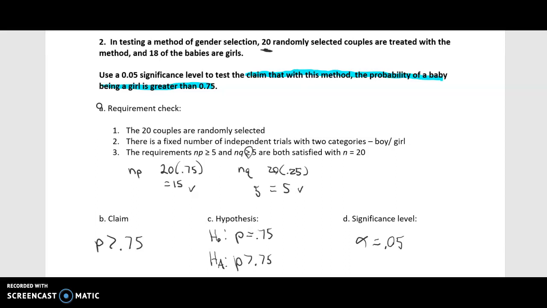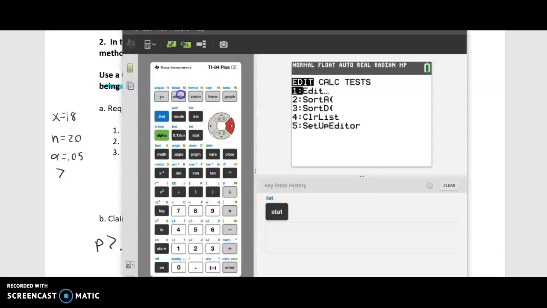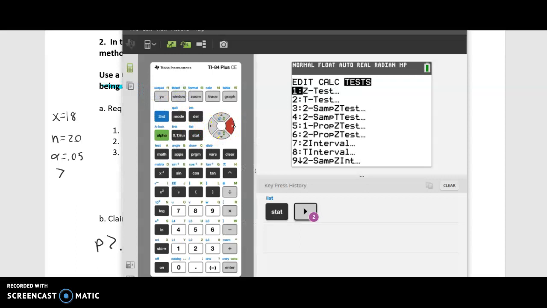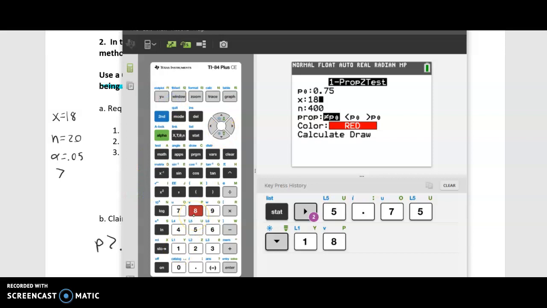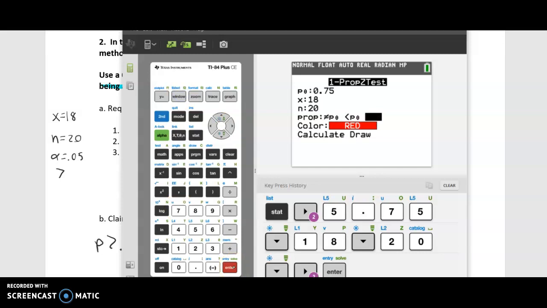Now let's take out our calculator. On your calculator, go to Stat, over to Tests, and we're going to select option 5, which is our one prop z-test. And for this problem, greater than 0.75 was our P. So P equals 0.75. Our X was 18 because there were 18 out of 20 that were baby girls. And N was 20. And because we had a greater than sign in our alternative hypothesis, we want to use a greater than sign here.